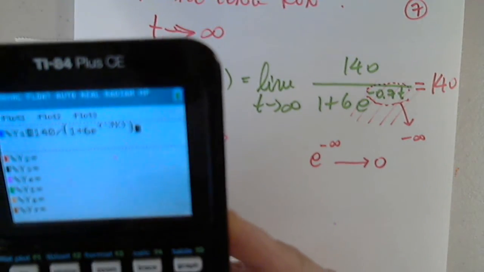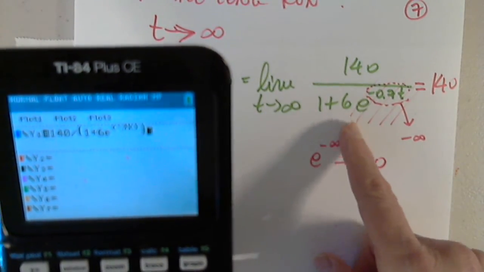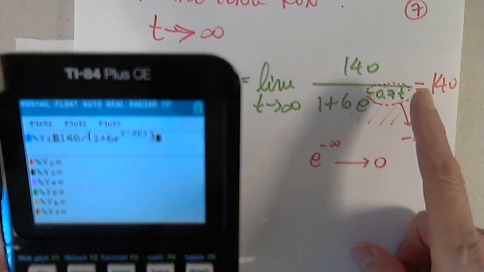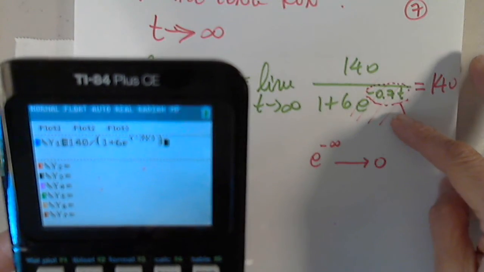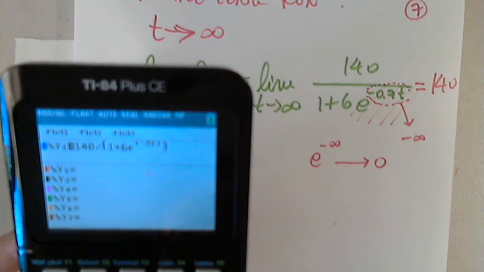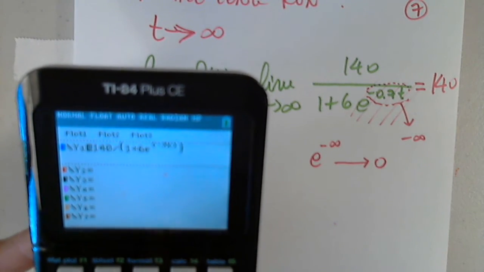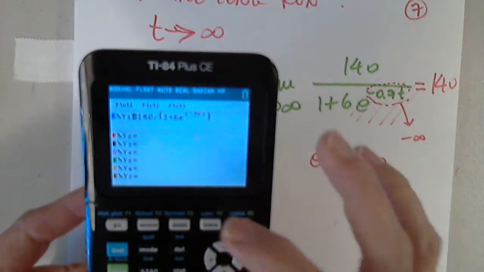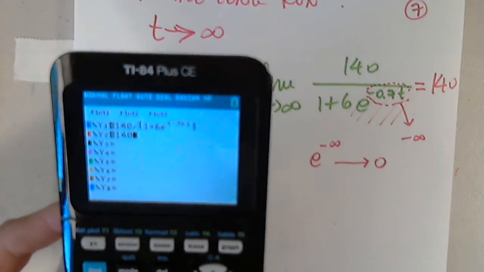Let me know if you have this. 140 over 1 plus 6 e to negative 0.7 x. Close the parenthesis for the power. Some calculators don't need parentheses for the power. If you know it's okay, skip them. But you need parentheses for the denominator. I will put the second function, 140, because I want to see the horizontal asymptote.